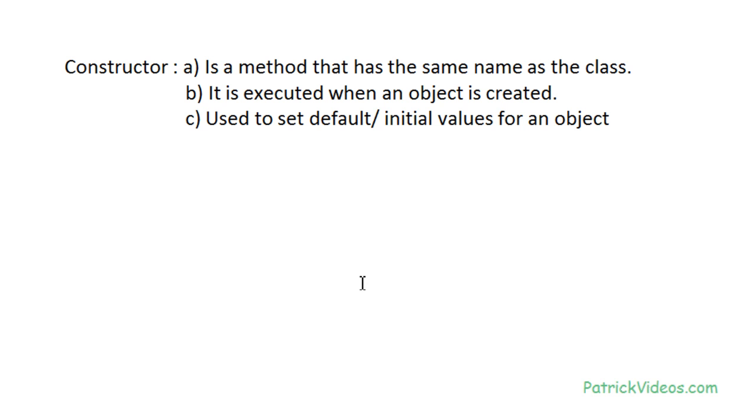Next, let us look at the concept of constructor. Before I explain what a constructor is, let me define it. A constructor is a method that has the same name as the class. It is executed when an object is created. It is used to set the default or initial values of an object. So what does all this mean? Let us do an example.